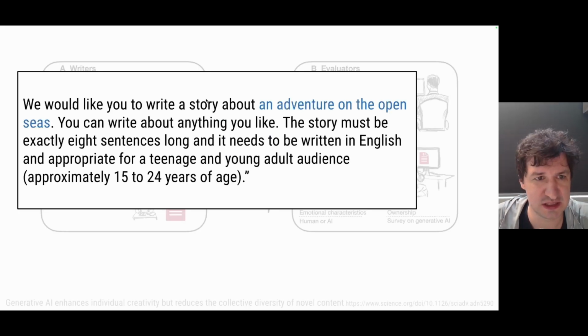This is an example of what participants were actually asked to do. They were asked to write a short story about something. In this case, it was an adventure on the open sea. Another topic was something about jungles, and another about space. They were free to write anything they liked. The story had to be really short, and it should be intended for people from 15 to 24.